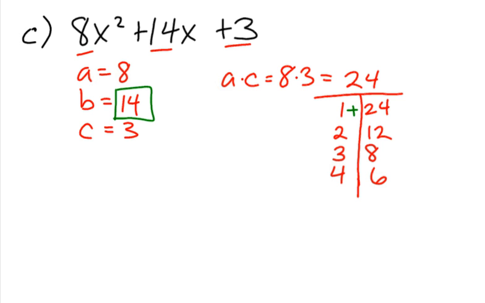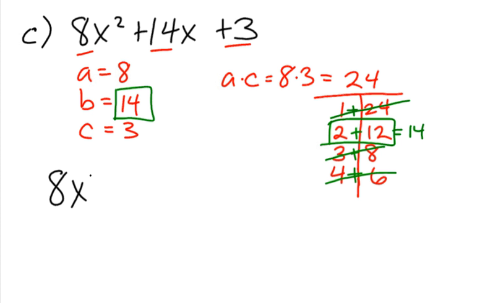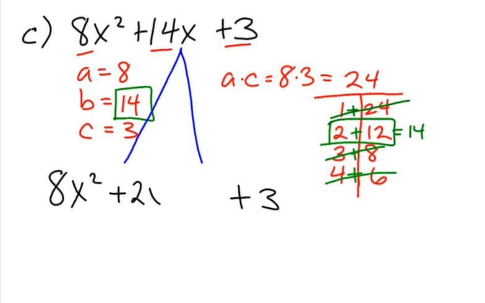1 plus 24? No. 2 plus 12? That works, but you want to make sure everything else is okay too. 3 plus 8 is 11? No. 4 plus 6 is 10? No. So 2 plus 12, that is the one that I want. Okay, so now we have 8x squared stays the same. The plus 3 at the end stays the same, but then that 14x, that's how we split that into 2 plus 12. So that would be plus 2x plus 12x.